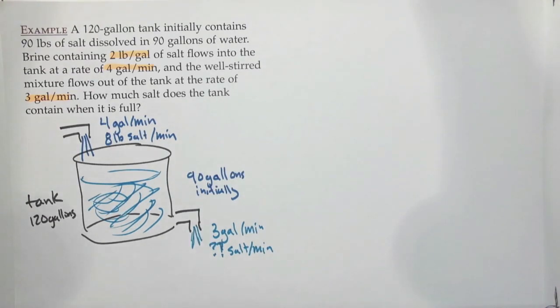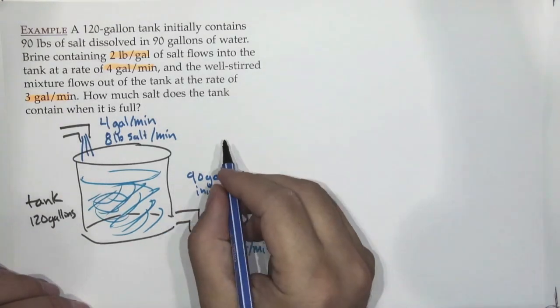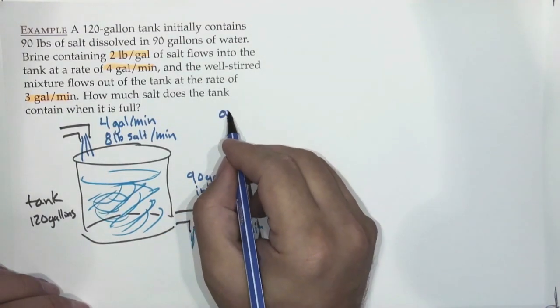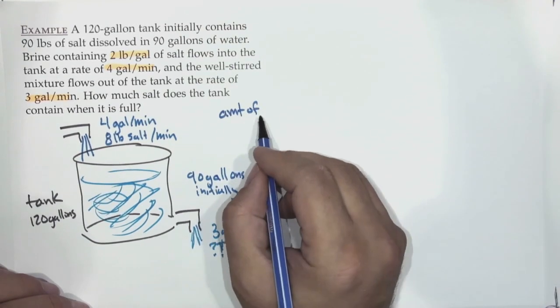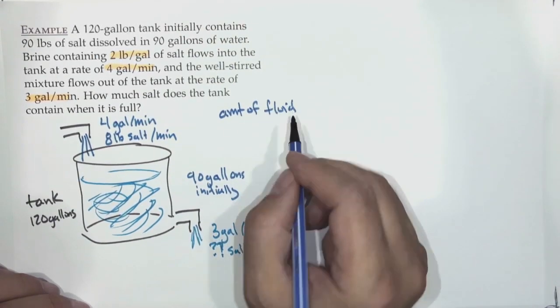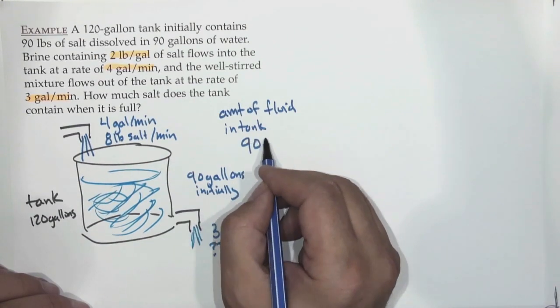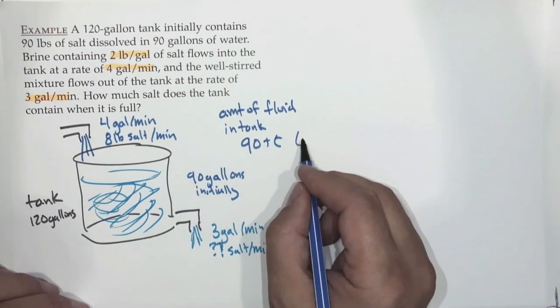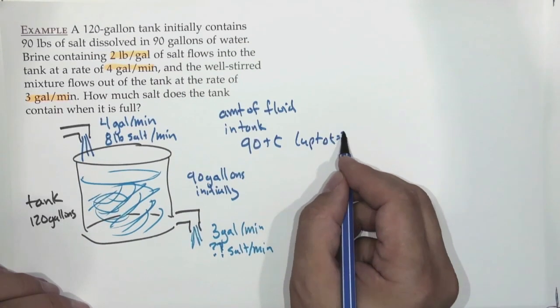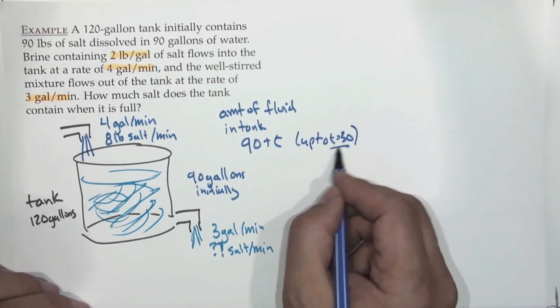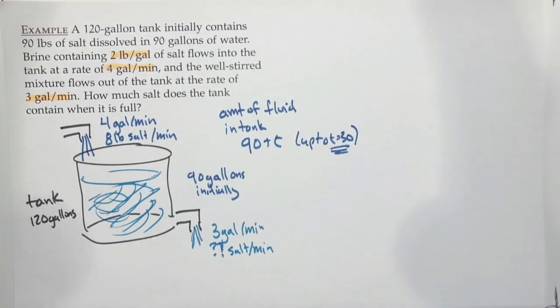But the point here is that our amount of fluid, which is the brine, in the tank, is 90 plus T. And this is up to T equals 30. So the real question says, how much is there when it's full? It says, what's happening at time 30? All right.